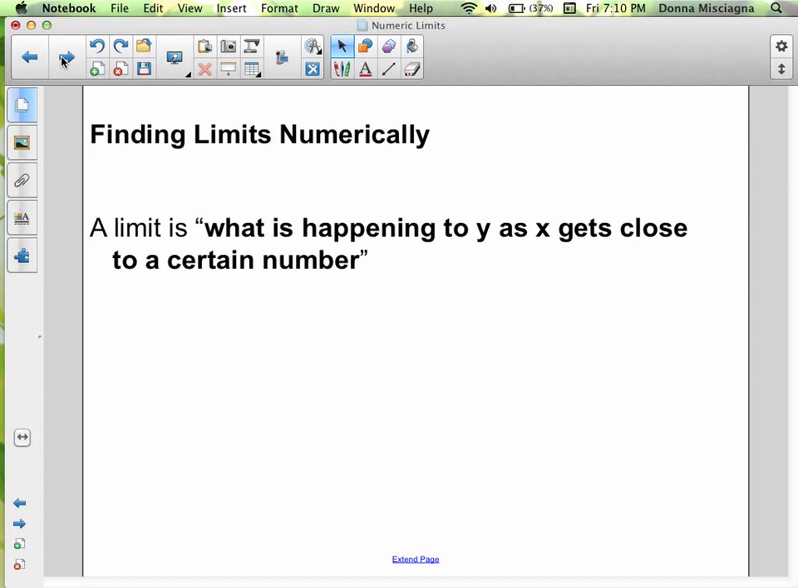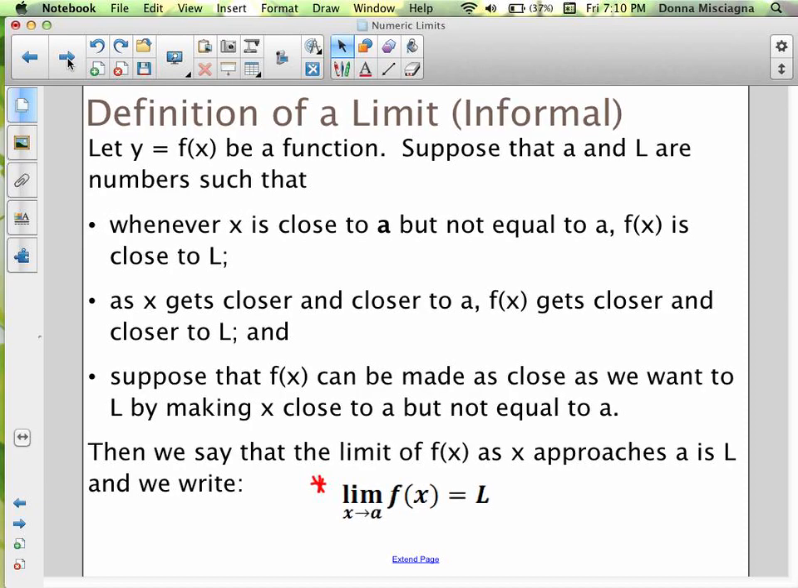So a limit is what is happening to y as x gets close to a certain number. Here we have an informal definition. Let's explain it in a little more detail. We'll look at a formal definition in a later lesson, but let y equal f of x be a function.